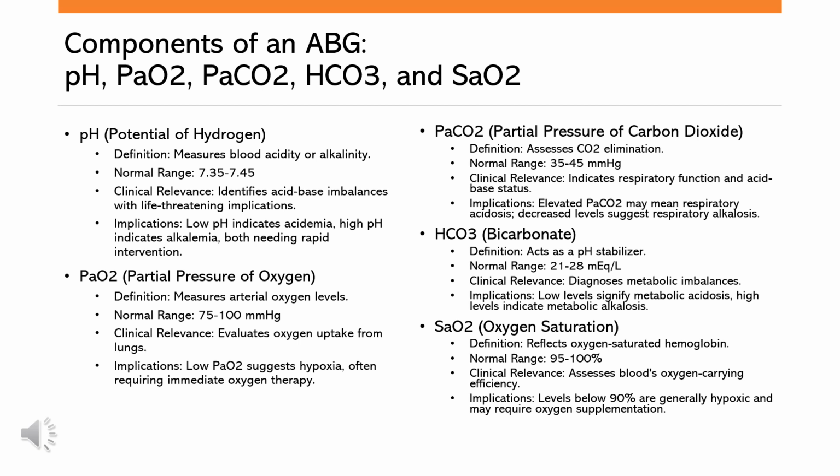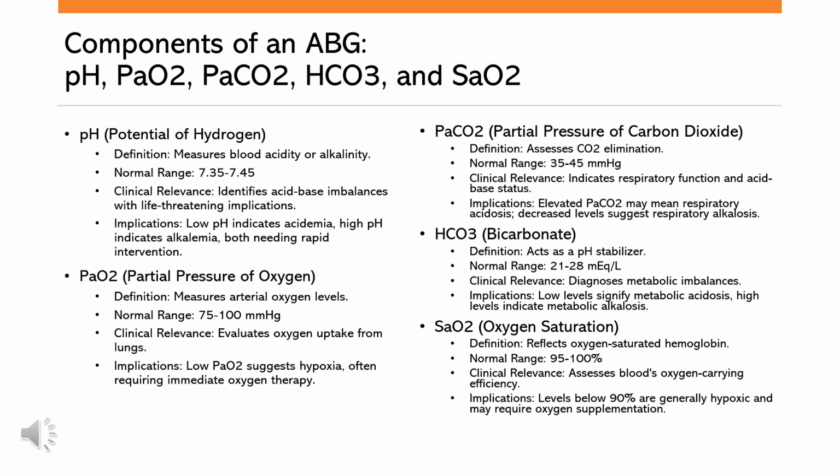HCO3 is bicarbonate. It acts as a buffer to help maintain a stable pH. Normal range, well, okay, you're going to see different normal ranges. Generally, you're going to see 22 to 26 milliequivalents per liter. Per ATI, the number you need to know are 21 to 28 milliequivalents per liter. The clinical relevance is this aids in diagnosing metabolic imbalances. Low levels signify metabolic acidosis, and high levels indicate metabolic alkalosis.